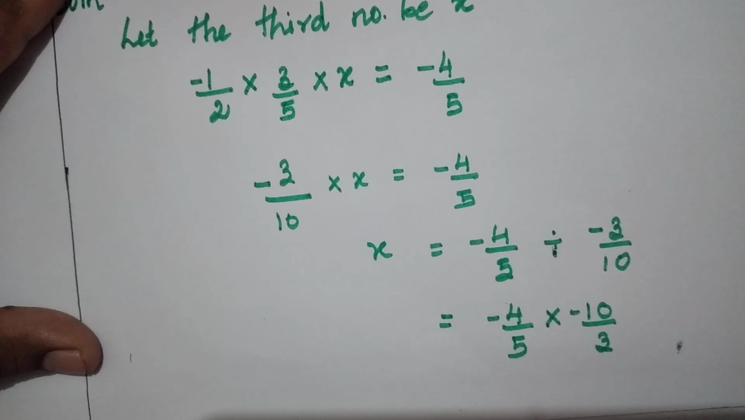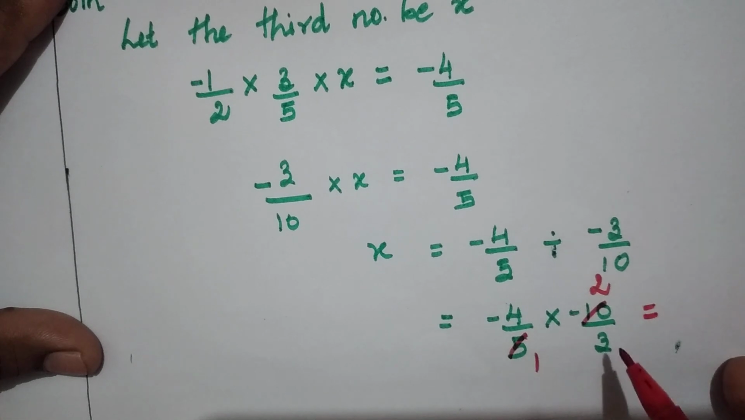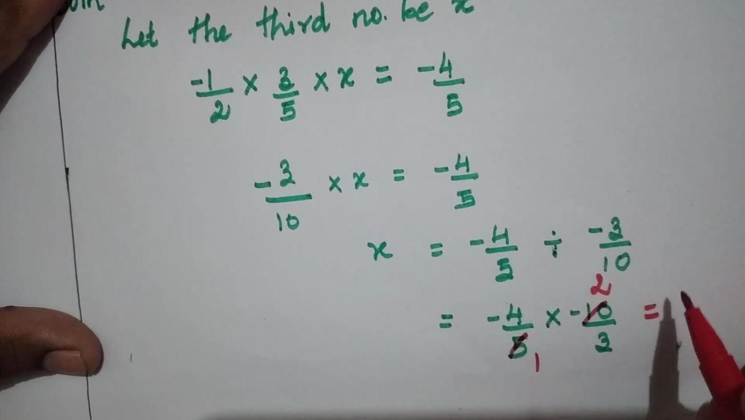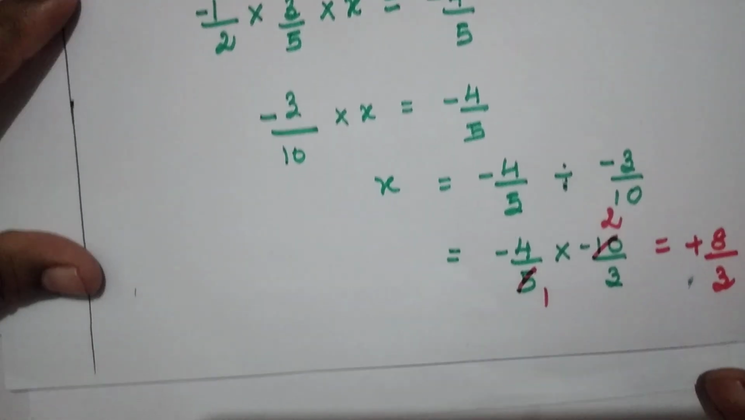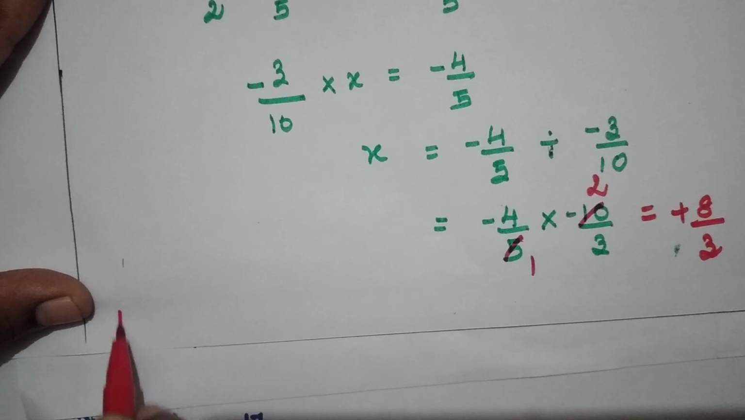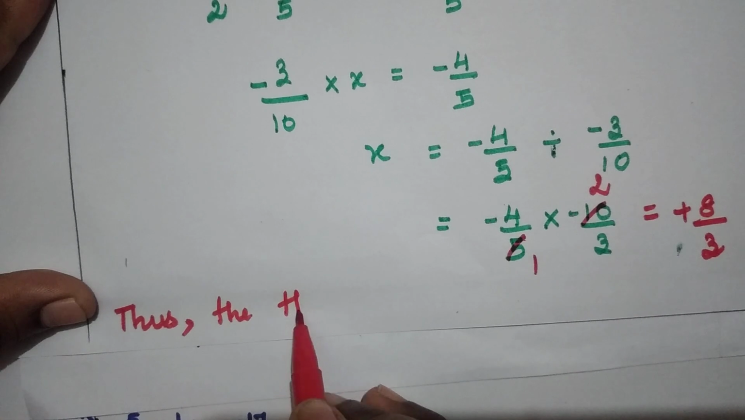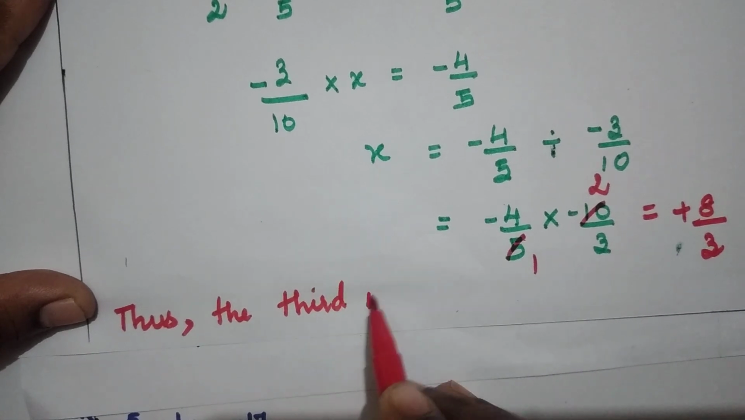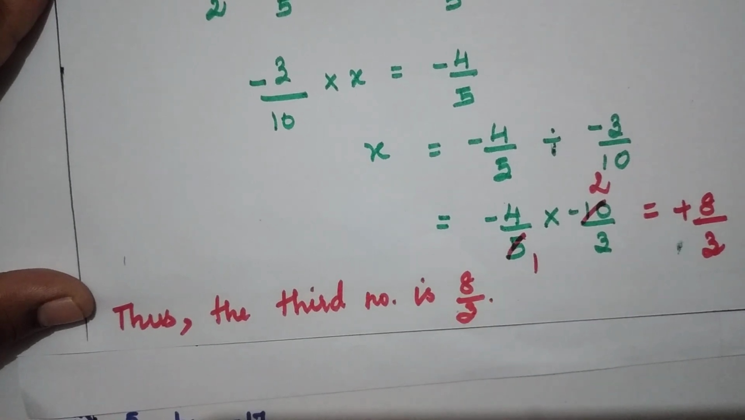We can cancel this one. 1 5 is 5 and 2 5s are 10, which is equal to, minus into minus is plus, 4 2s are 8 divided by 1 3 is 3. Thus the third number is 8 by 3. Is it clear, children? Yes.